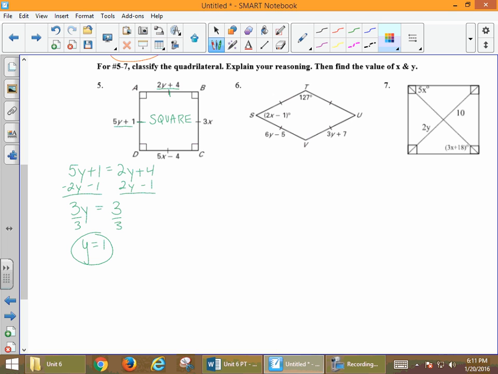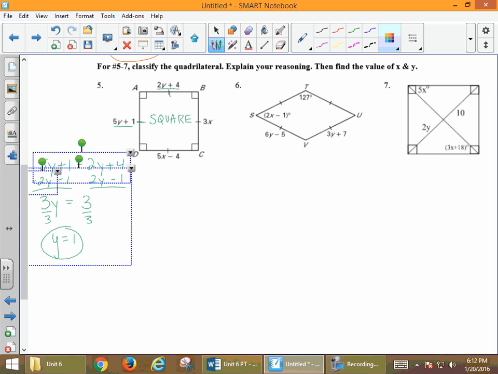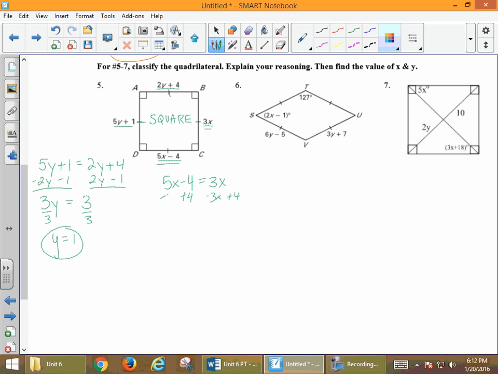In order to find x, I do the same kind of thing. 5x minus 4 and 3x. They will also be the same. 5x minus 4 equals 3x. Add 4. Subtract 3x. 2x is equal to 4. Divide by 2. And x is equal to 2. So y is equal to 1 and x is equal to 2.